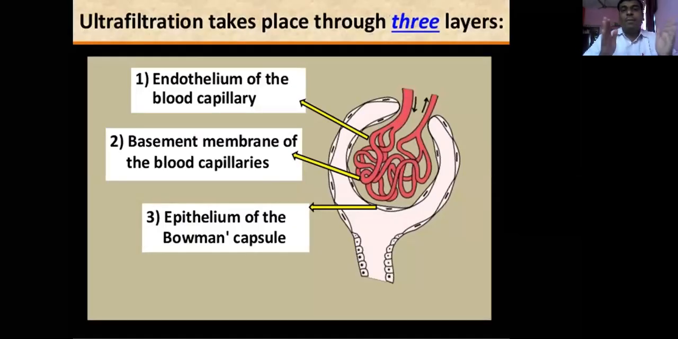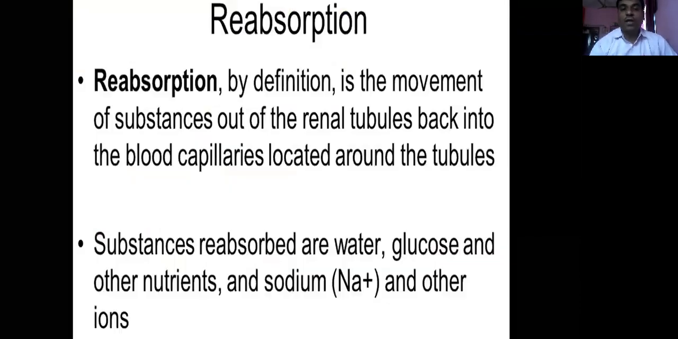Especially the ultrafiltration takes place through three layers. It means the glomerulus has a specific type of layered, cup-like structure. These three layers are the endothelium of the blood capillaries, the basement membrane of the blood capillaries, and the epithelium of the Bowman's capsule. Generally, the ultrafiltration takes place via these three layers.